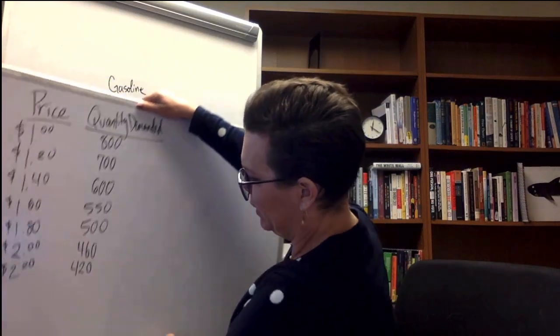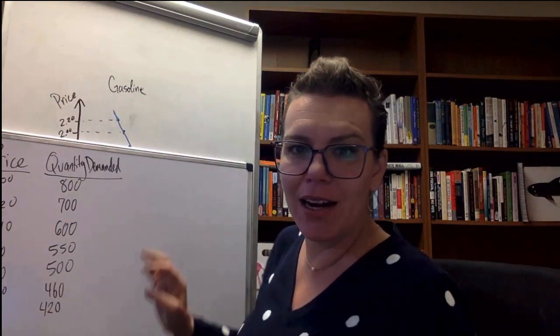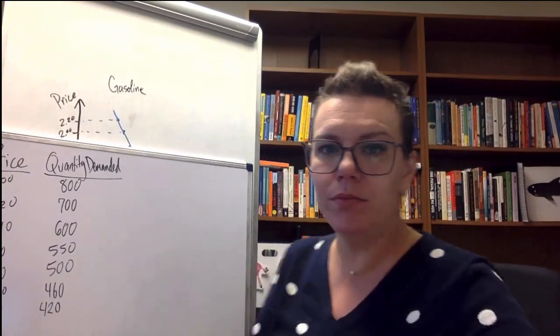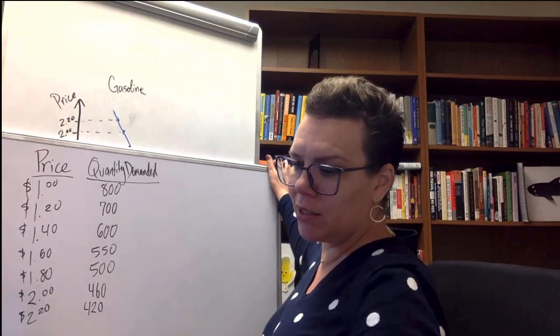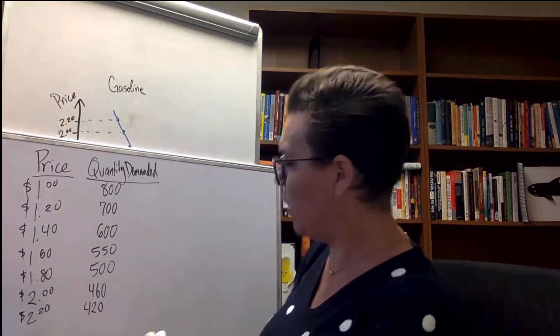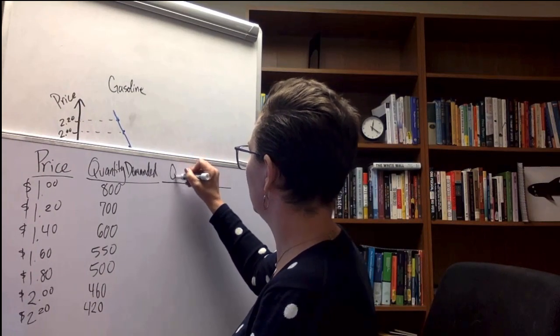Okay, so we still have our demand schedule up, and I'm going to go ahead and add to it our supply schedule. So we've got our relationship between price and quantity demanded here. And now I'm going to add the relationship between price and quantity supplied.